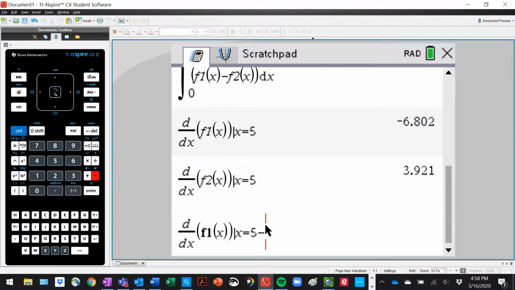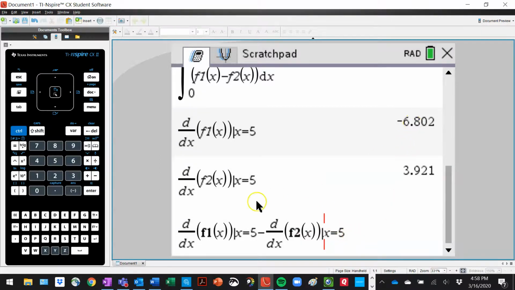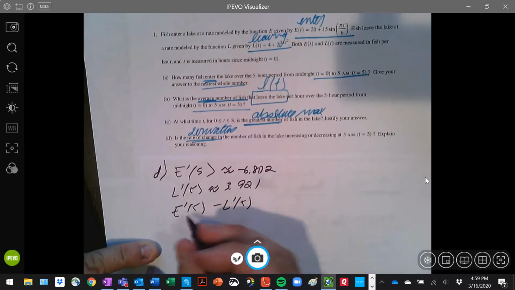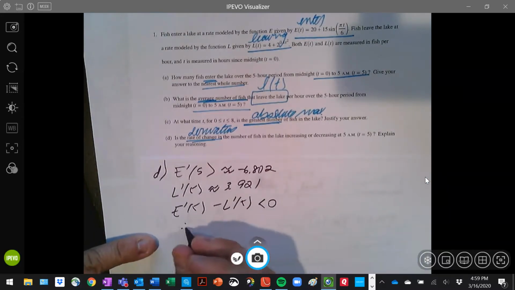And if I look at E prime of 5 minus L prime of 5, so this expression here, I got an error there. E prime of 5 minus this guy here should give me a negative number. Not sure why that's happening there, but a negative number minus this positive number is going to be negative. So E prime of 5 minus L prime of 5 is negative.